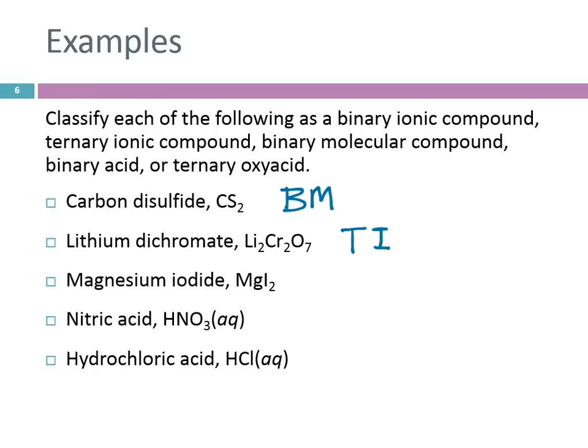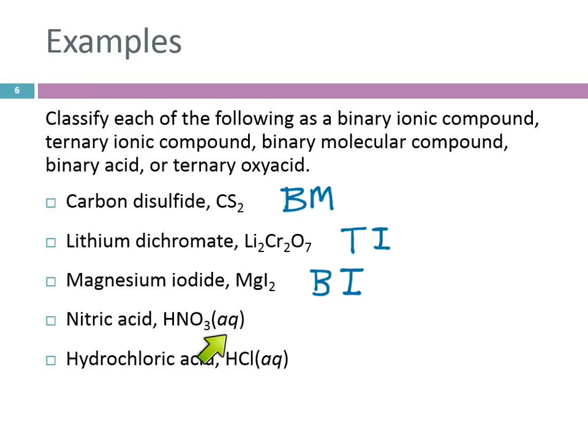How about magnesium iodide, MgI2? How many elements? Binary ionic. It's binary ionic. 2 elements, so it's binary. And that first one, magnesium, is a metal, so it's ionic. If it's got a metal in it, bang, it's ionic. That's it.